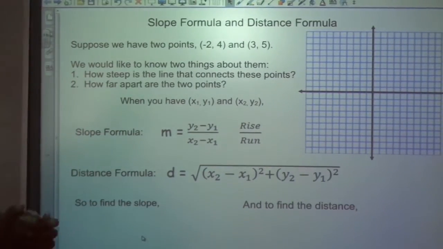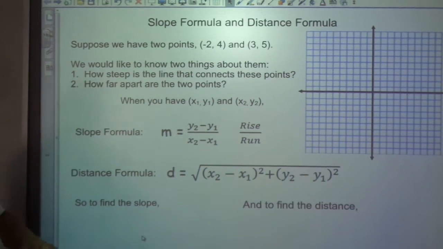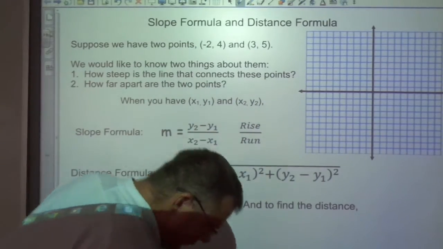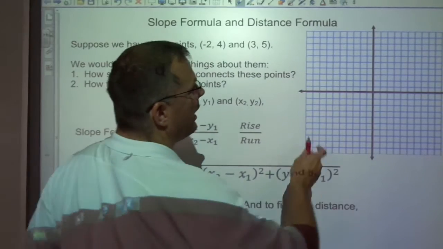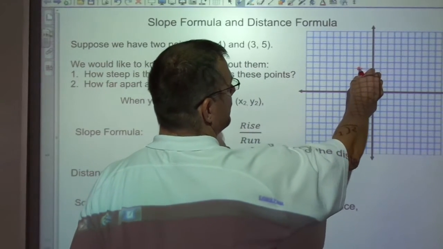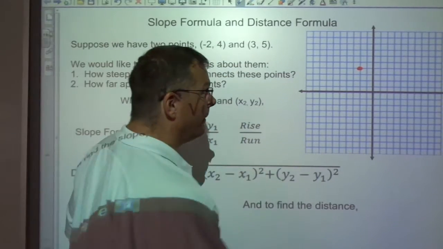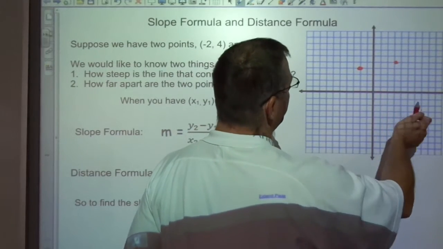We're going to look at scenarios here where we've got a set of two different points. So let's say our first point is negative 2, 4. We should be able to plot that on the axis. Remember, this is the x, this is the y, so we're going to start out going left 2 and up 4. There's the first point. Second point is right 3 and up 5. 1, 2, 3, 1, 2, 3, 4, 5. So we've got these 2 points.